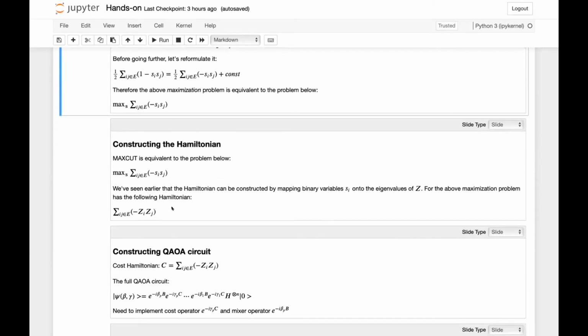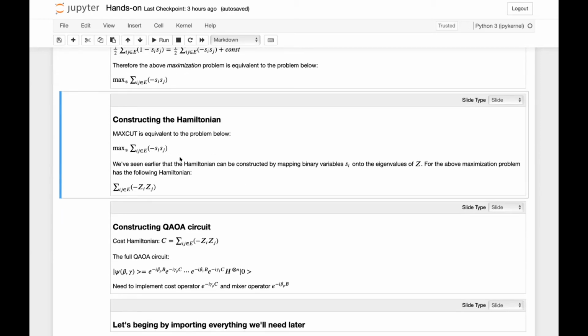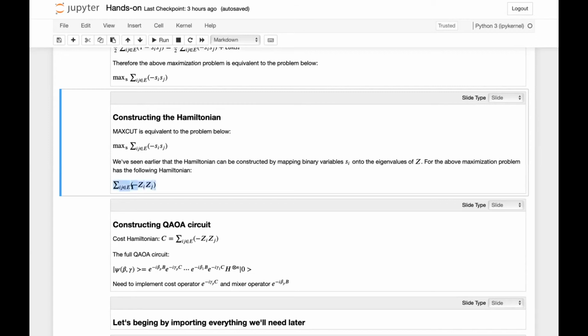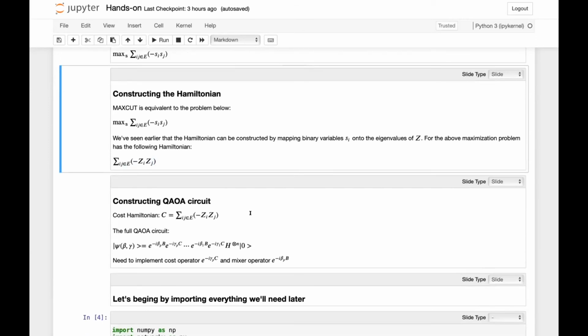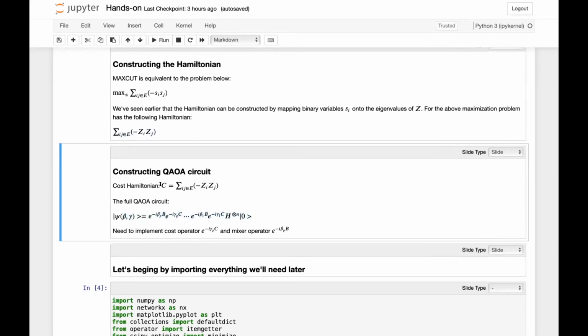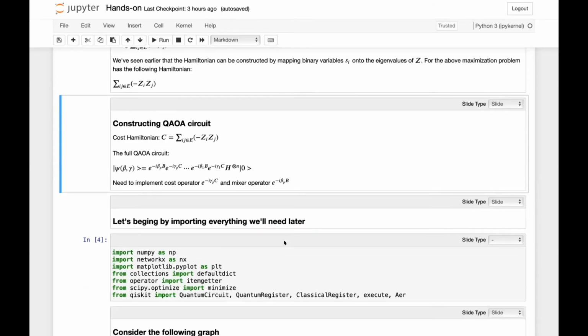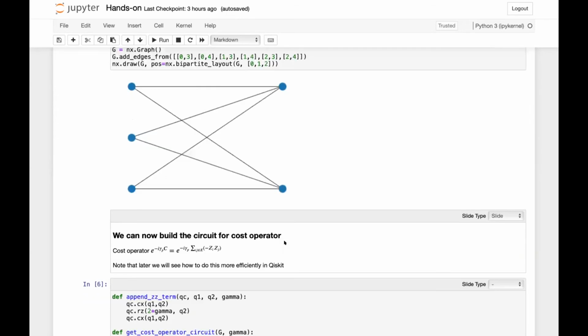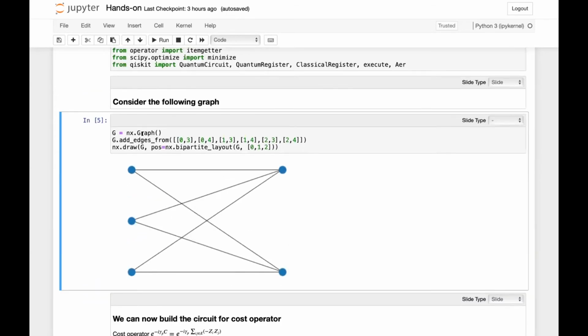To solve this problem, we need to construct the Hamiltonian representing it, which is given by the sum over our edges of minus ZiZj. What we want is a QAOA circuit with this Hamiltonian and the mixer that we talked about earlier, and we want to run it in simulation. For this, we need to implement the cost and mixer operators, which we talked about how to do theoretically, but now we're going to do it in Qiskit in no time at all. So let's start with some toy graph. Consider this graph. It's a bipartite graph, K3,2, the complete bipartite graph.